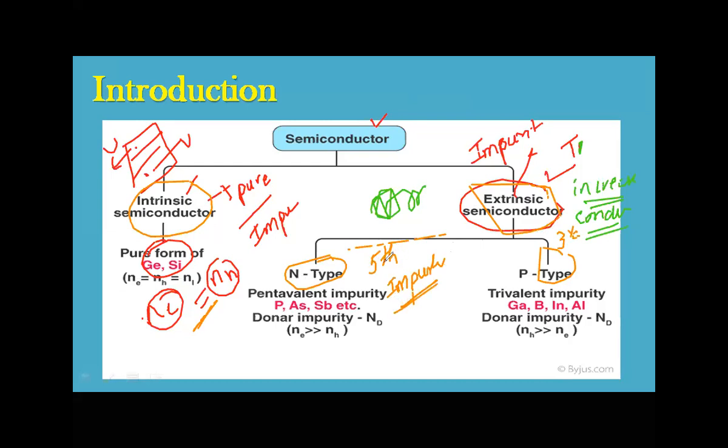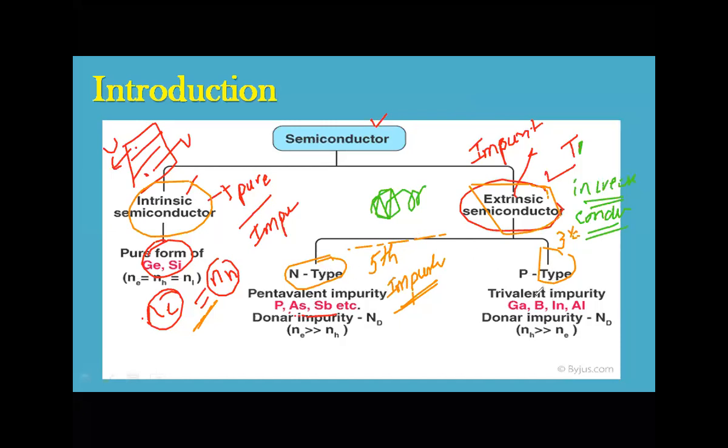What type of impurities do you have to add to get N type? Fifth group element. If someone asks in a competitive exam, what are the impurities that we add to get the N type semiconductor? We add the fifth group element. What are those? Phosphorus, antimony, bismuth, arsenic. These are the examples we add as impurities to get the N type.